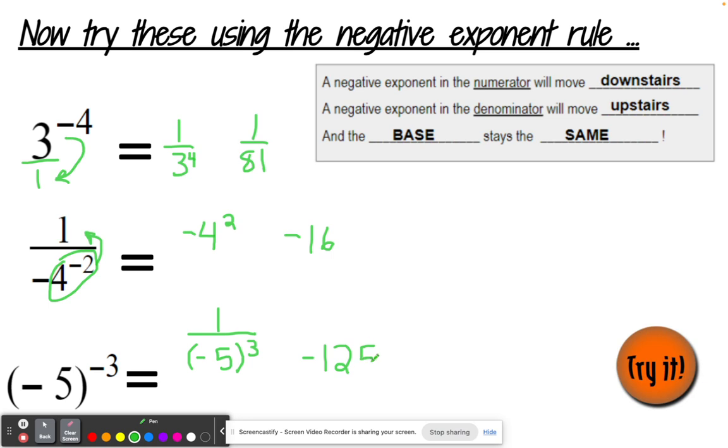And I could write 1 over negative 125, but usually when we do that, we put the negative in the front. 1 over 125, and it's a negative fraction. Either way is acceptable. This way is probably where you'll see it more often.